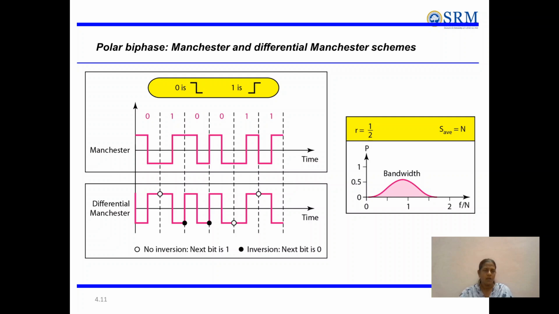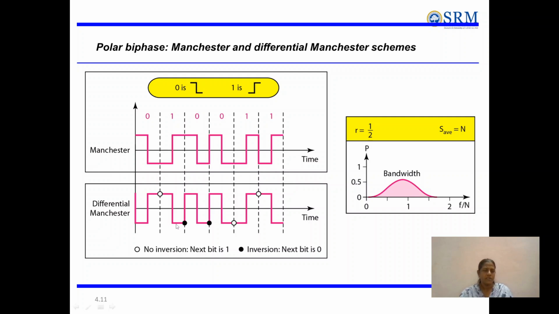That is a combination. First is 0. For 0 you can see there are two changes: from high to low, again from low to high. Then the next bit is 1. Whenever the next bit is 1, there will be no inversion, so it continues at the same level and then goes down. The next bit is 0. Whenever the next bit is 0, you can see an inversion happening, since it is at the lower voltage.